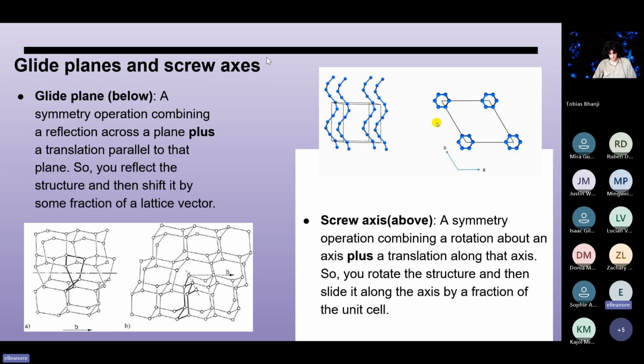And then a screw axis, which is above, is a symmetry operation combining a rotation around an axis plus a translation along the axes. So you rotate the structure before sliding it down the axis by a fraction of the unit cell.